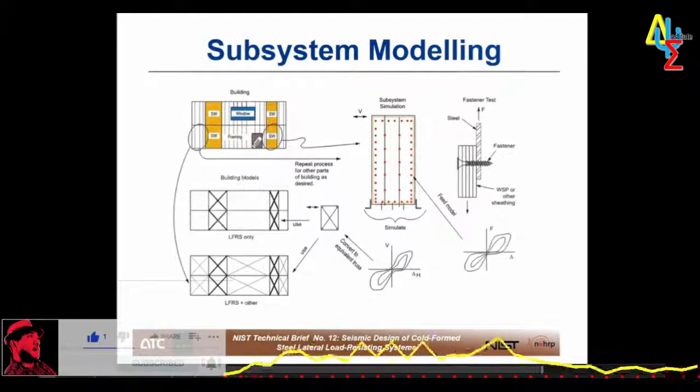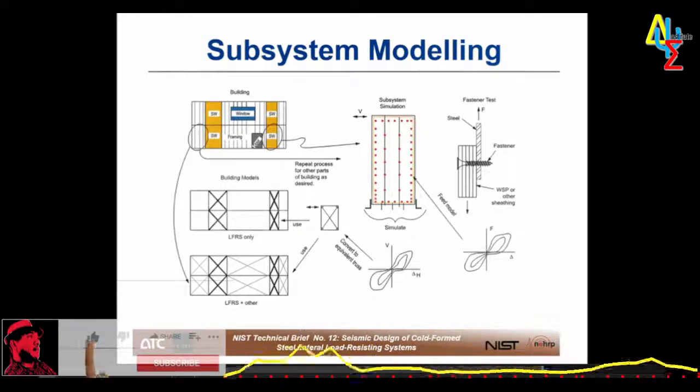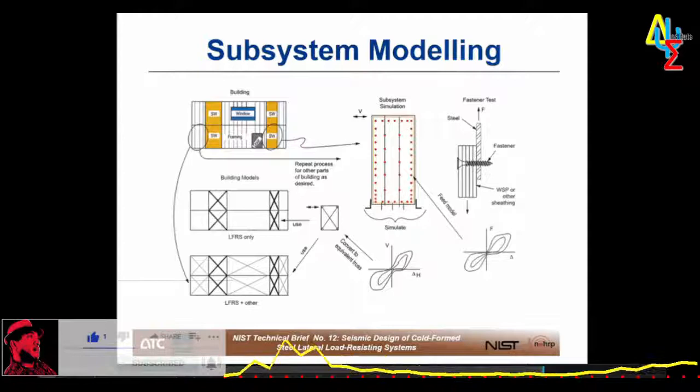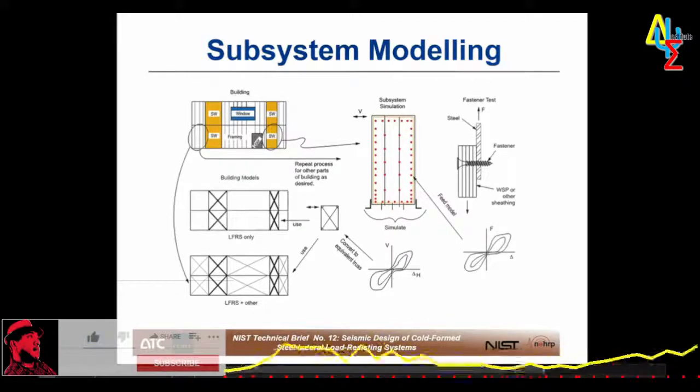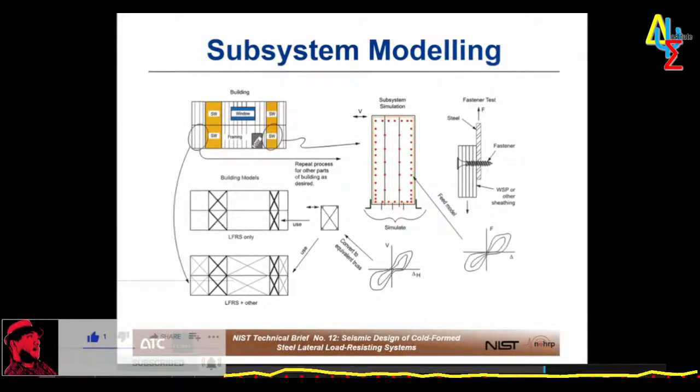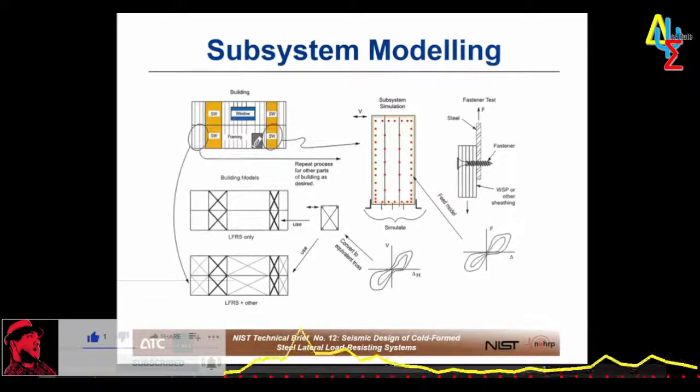So, subsystem modeling. There has been quite a bit of work completed on small-scale fastener tests to determine the strength, the stiffness, and the hysteretic behavior of the system. For example, on the upper right-hand part of the slide, you see a picture of sheet steel attached to plywood, and there have been lots of tests where they do exactly that, and then they push and they pull and they push and they pull, and they record all the deformations and forces to get the hysteretic behavior.